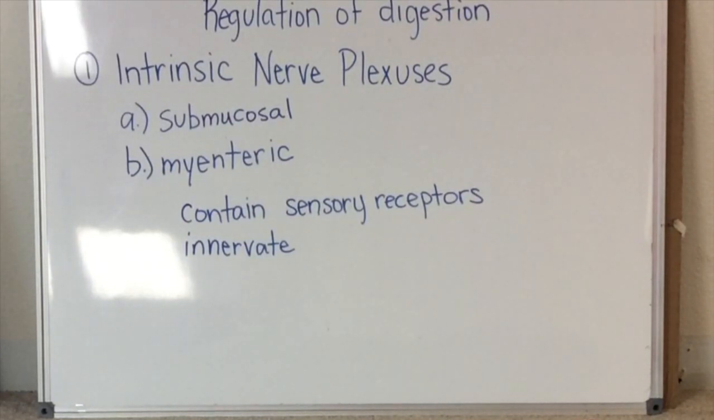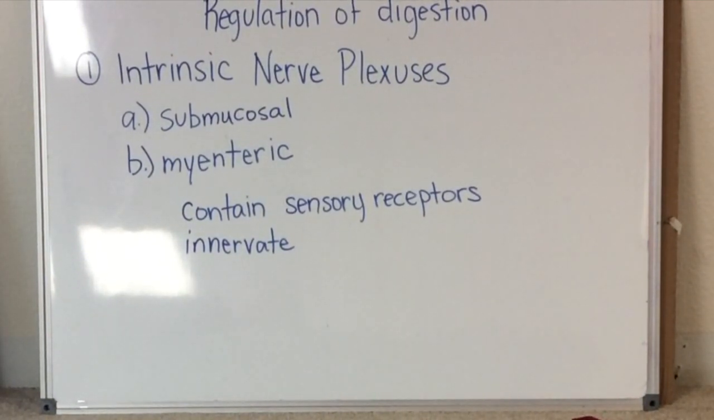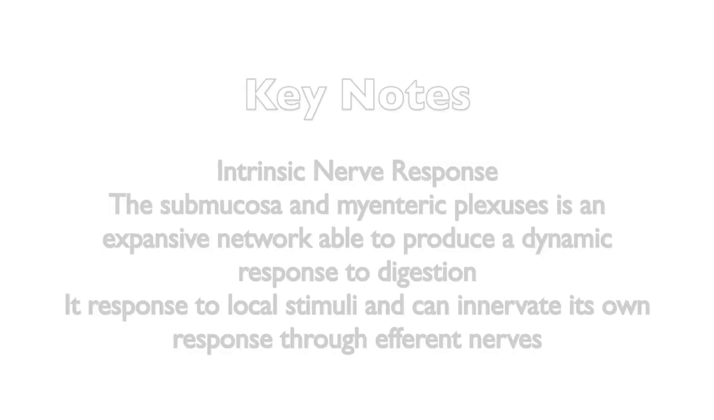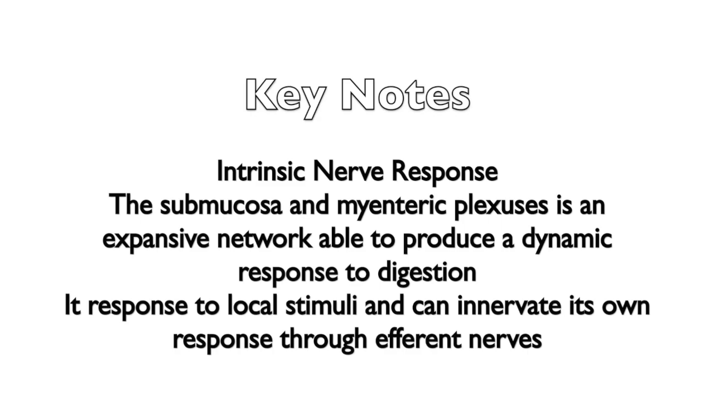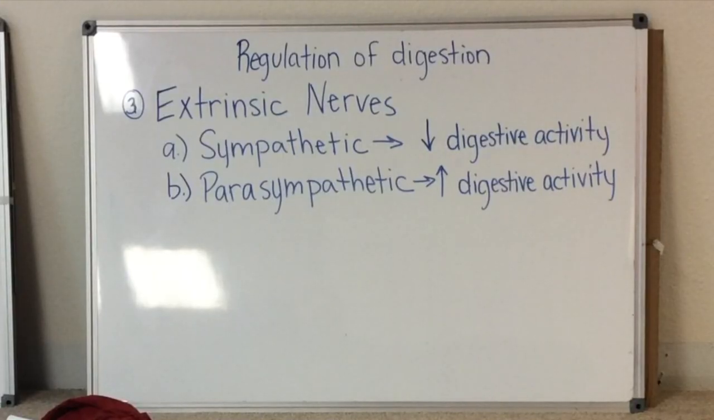The sensory receptors respond to local changes and stimuli in the area. They are able to innervate endocrine cells and smooth muscle, and also can have both an excitatory and an inhibitory effect on local cells. Extrinsic nerves also regulate the digestive system. Sympathetic stimulation will decrease digestive activity, while parasympathetic stimulation will increase digestive activity.